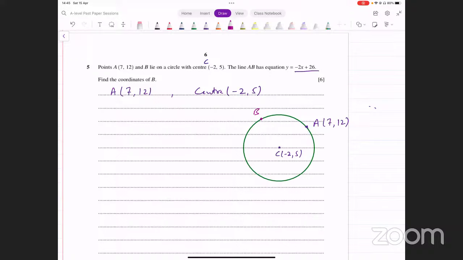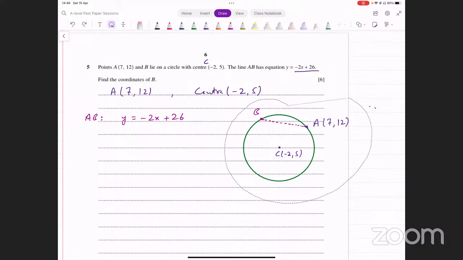अब line AB की उसने equation दे दी हमें. इस line AB की equation क्या है? उसने कहा है AB की जो equation है, that is y equals -2x plus 26. This is the equation of the straight line AB. ठीक है? अब आपके पास एक पॉइंट है 7, 12 जो इसको satisfy करता है, और दूसरा पॉइंट है B जो इस equation को satisfy करता है.